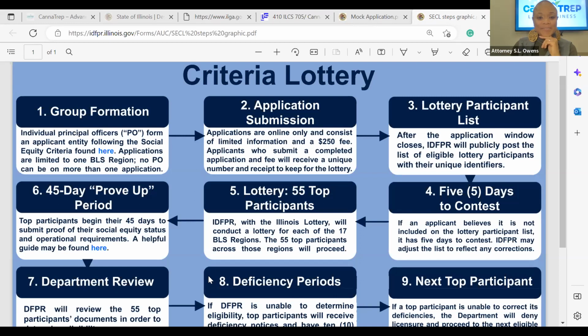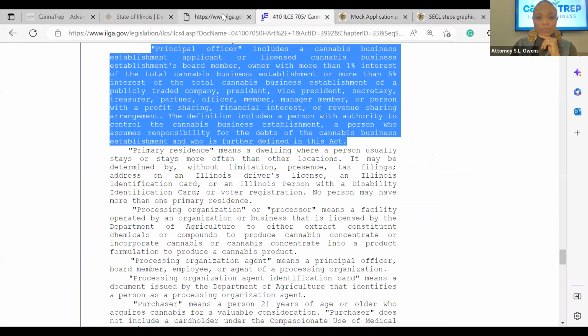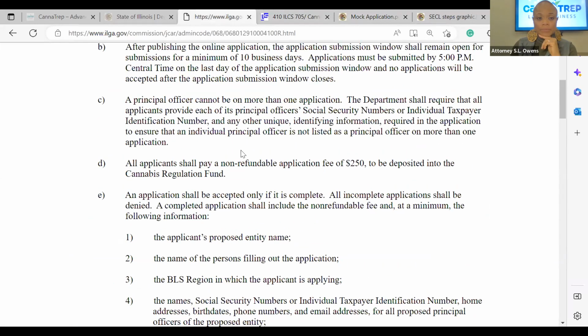The next question is, can we apply in multiple regions or multiple times? I believe that my presentation covered that, which was no, one application. But let's go to the rules so you can see where they put that in here.